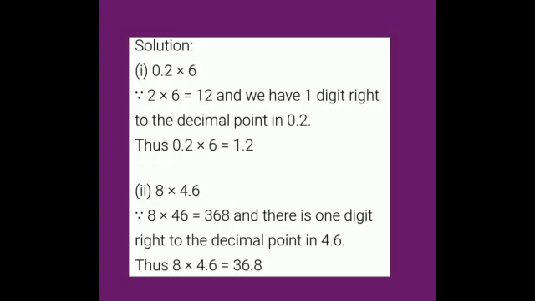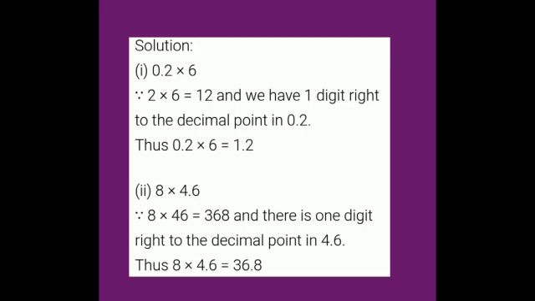Solution. First subdivision, 0.2 into 6. First we usually multiply the numbers, that is 2 into 6 which is equal to 12. And in the question we have one digit right to the decimal point in 0.2. Therefore, our answer also should consist of one digit right to the decimal point. Hence, 0.2 into 6 is equal to 1.2.